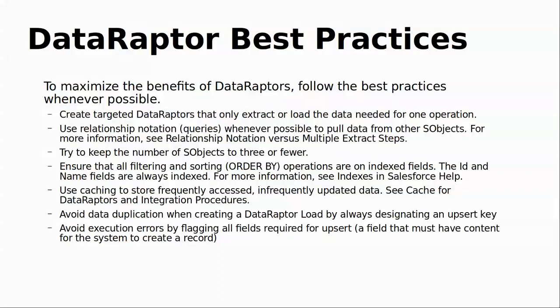Then let's suppose we are doing a DataRaptor load. There might be a case where we create duplicate data. To prevent that scenario, we should always designate an upsert key, so that it will update the record if it is already there, else it will create a new record. That also allows us to have duplicate management with the help of DataRaptor. And then it says that we should avoid errors by flagging the fields which are required for the upsert field. These are some of the best practices of DataRaptor.